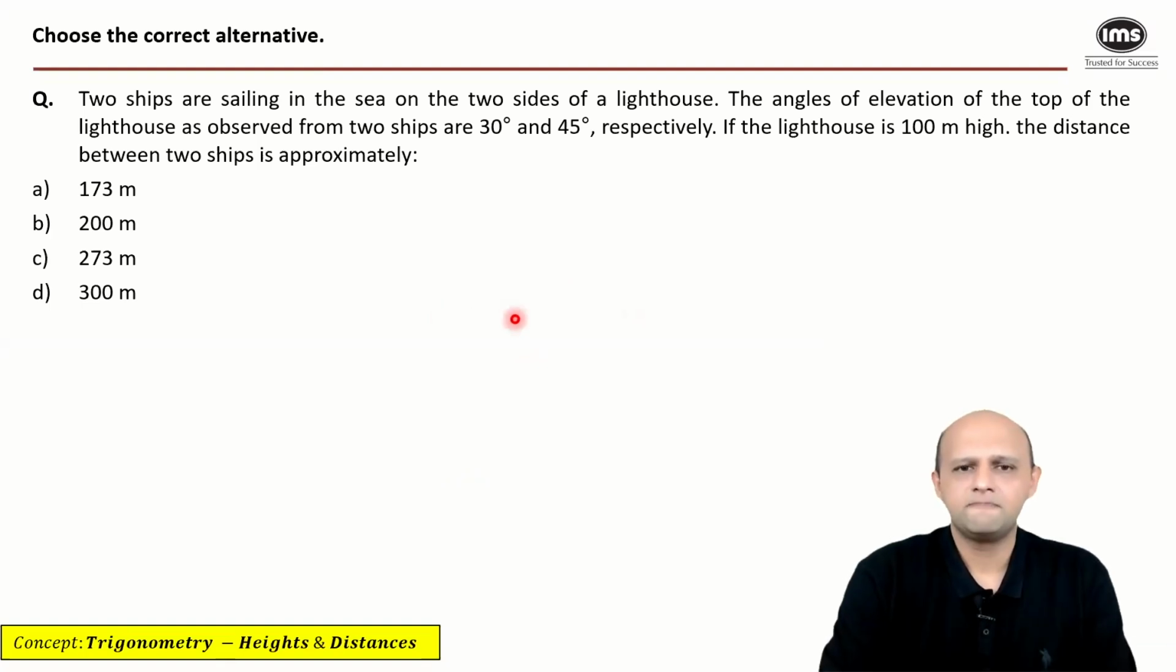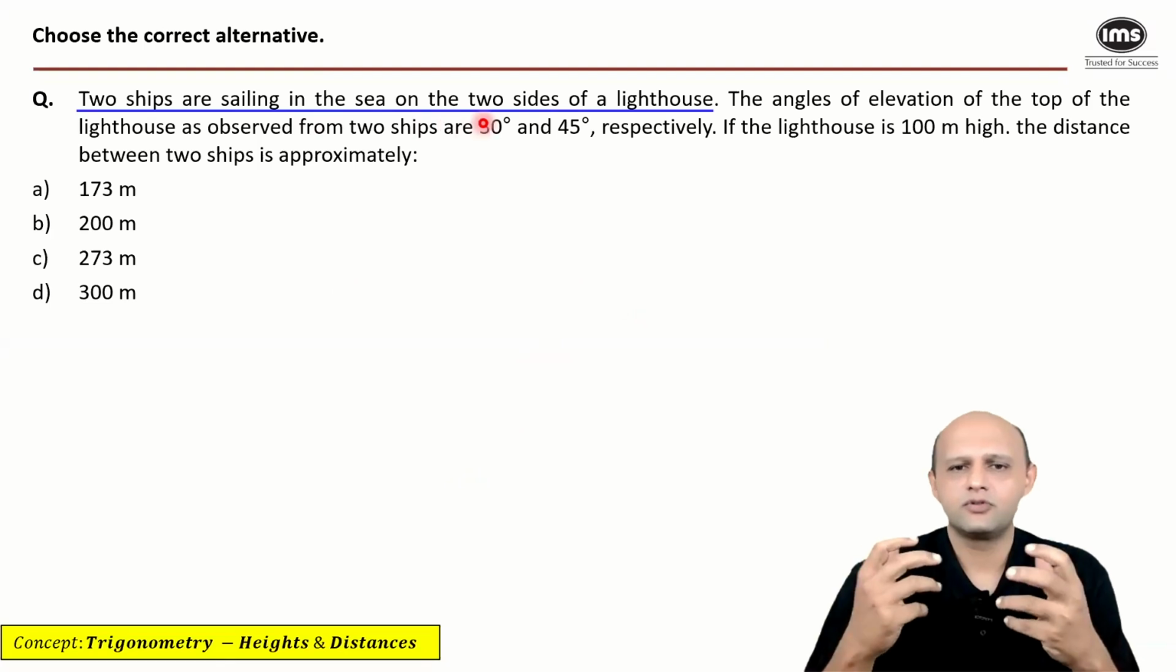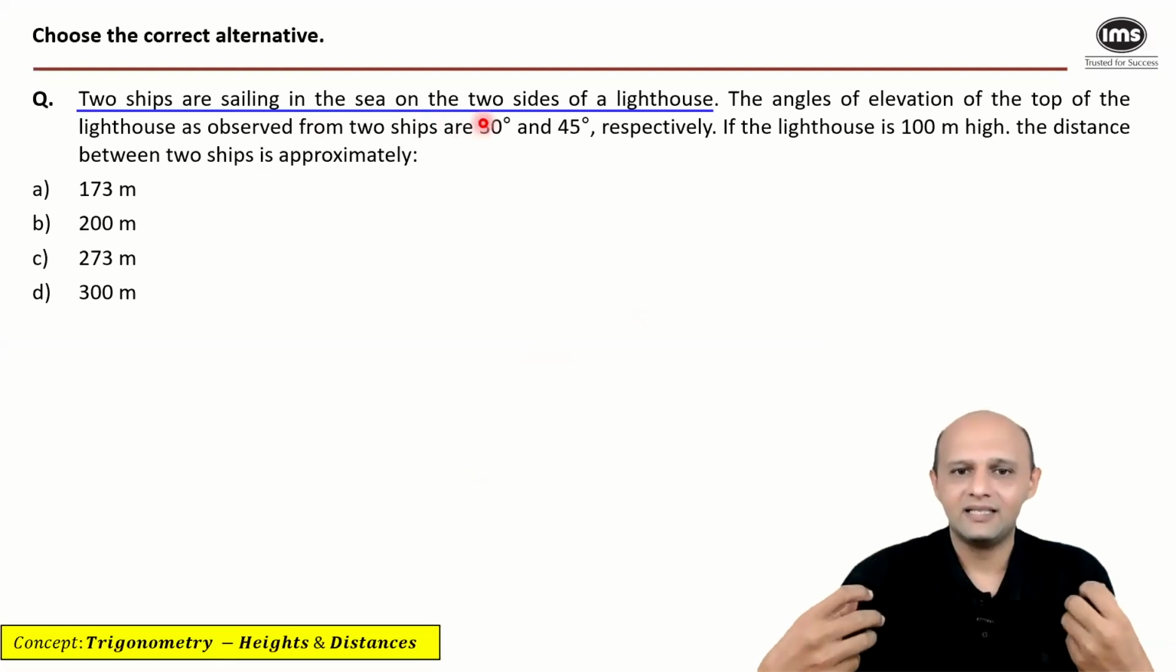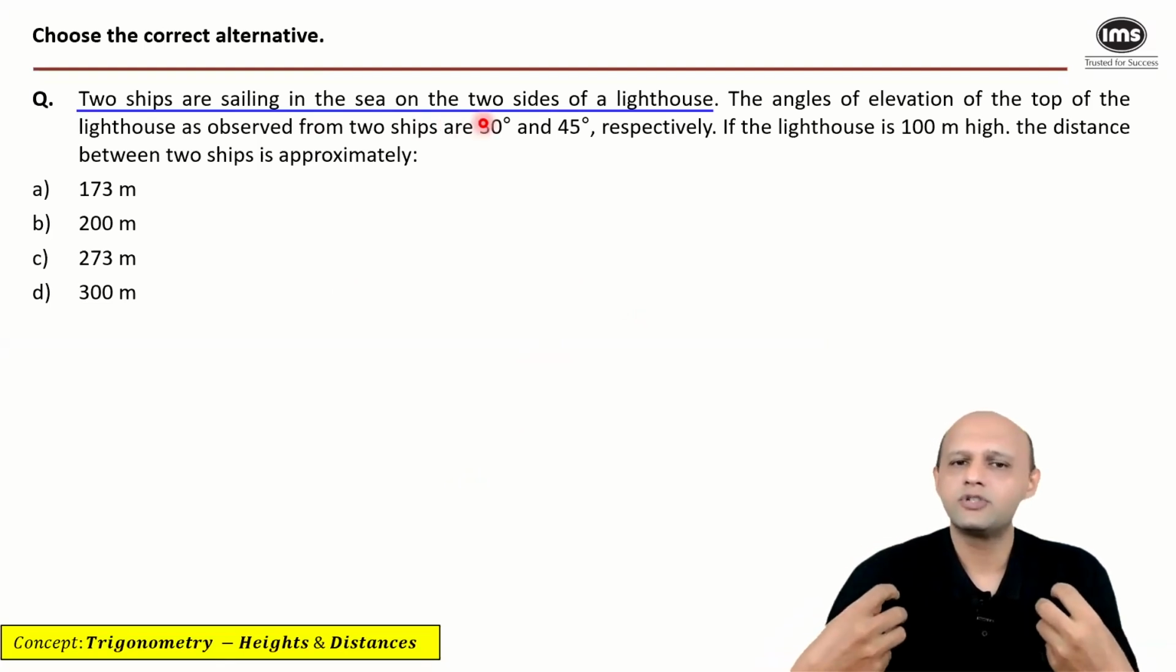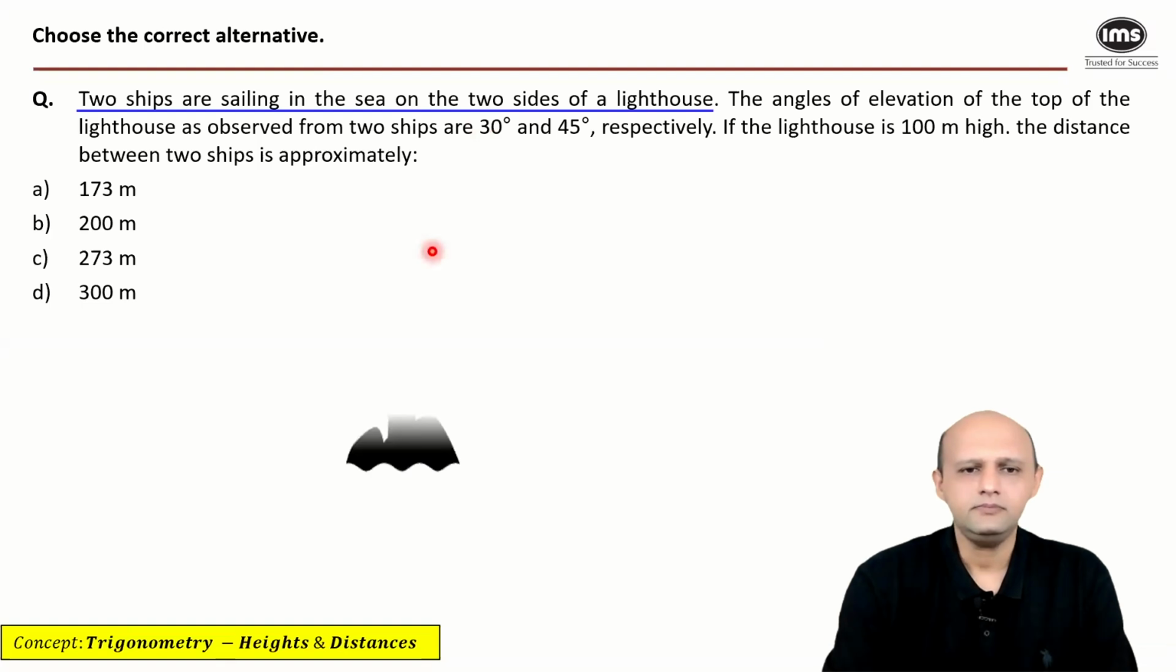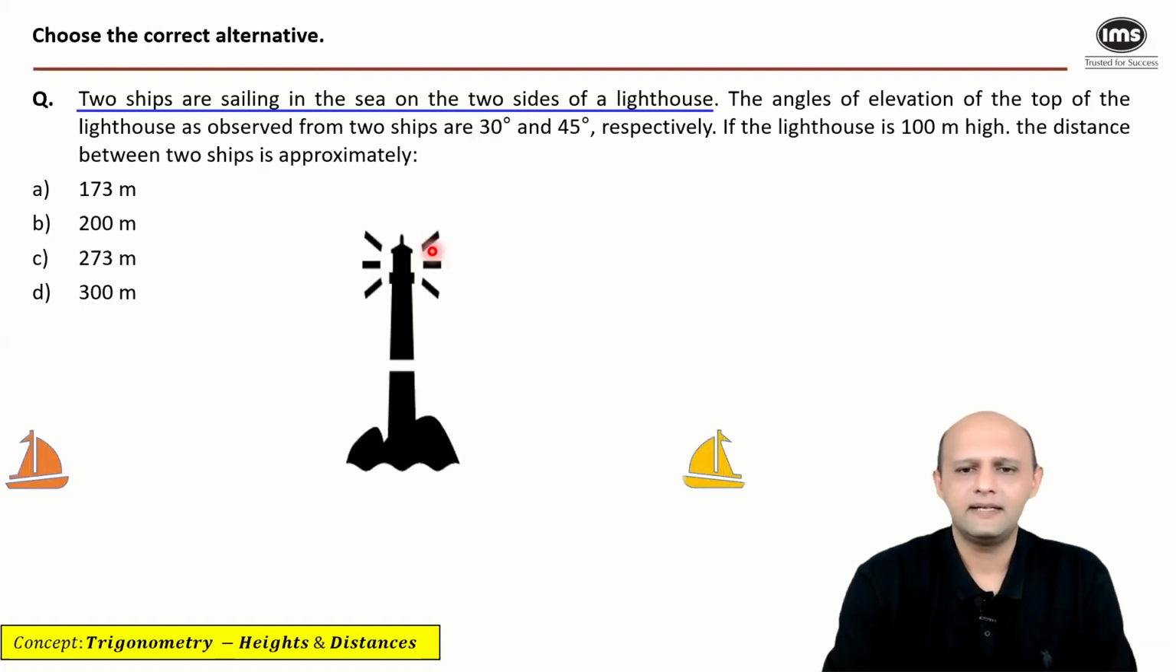Let us check this question. Evidently a question on heights and distances from trigonometry. It says, 2 ships are sailing in the sea on 2 sides of a lighthouse. So you've got a lighthouse on either side of which you've got 2 ships. This is how it would look like.